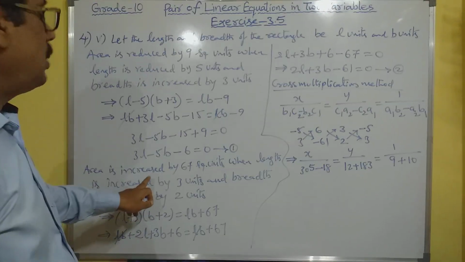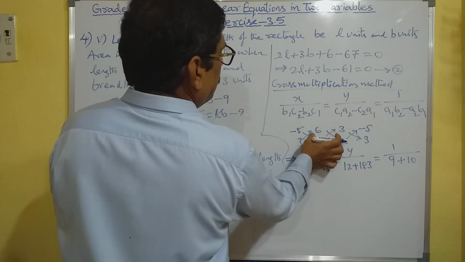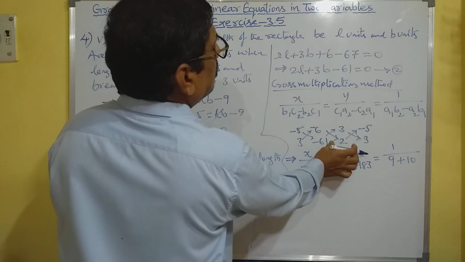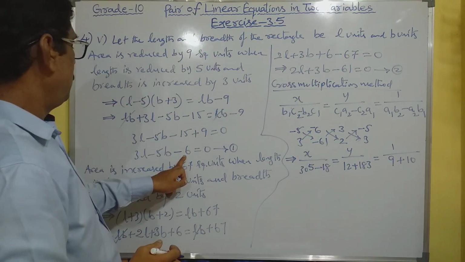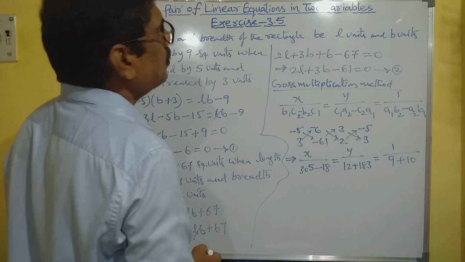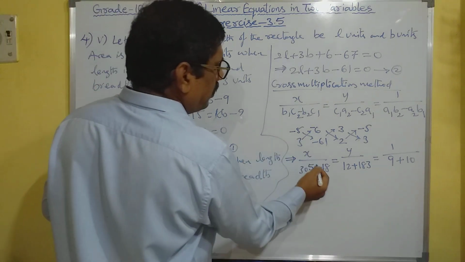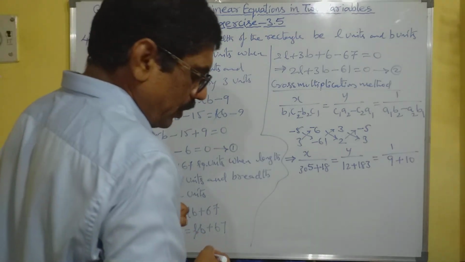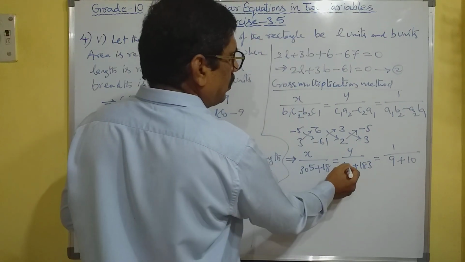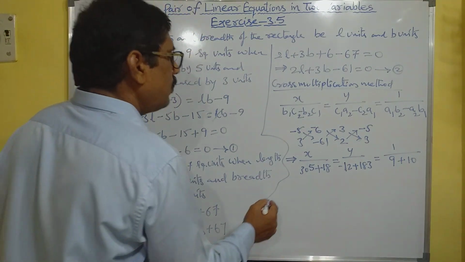Okay. Now let us take minus 5, 3, minus 6, here minus 6 and minus 61. And 3, 2 and minus 5, 3. Now it is okay. Now look at this. This is 308 plus 18, and Y by this is minus 6 into 2, that is minus 12 plus 183 is equal to 1 by, okay, now it is okay.